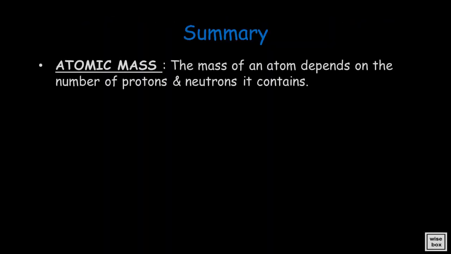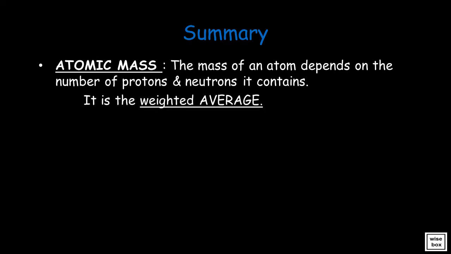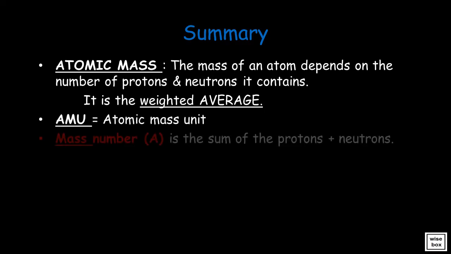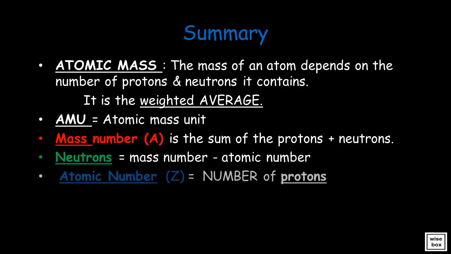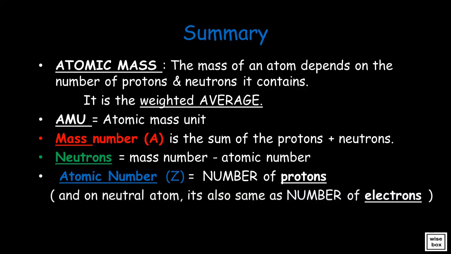Atomic mass depends on the number of protons and neutrons it contains. It is the weighted average. AMU means atomic mass unit. Mass number, A, is the sum of the protons plus neutrons. Neutrons is equal to mass number minus the atomic number. And remember, atomic number Z is equal to the number of protons. In a neutral atom, it's also the same as the number of electrons.